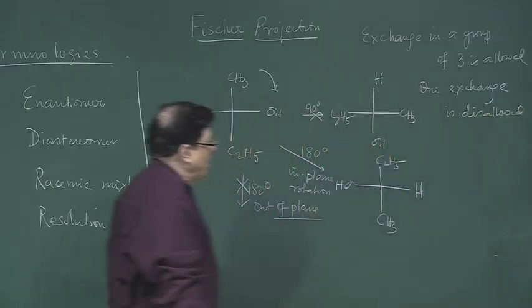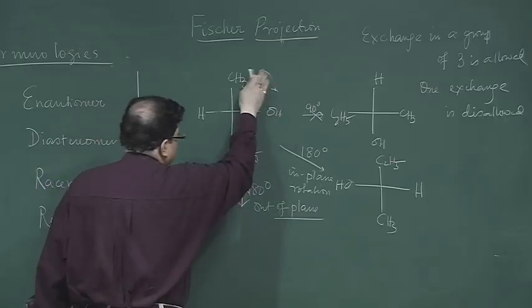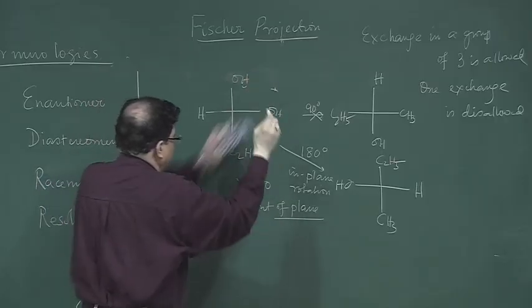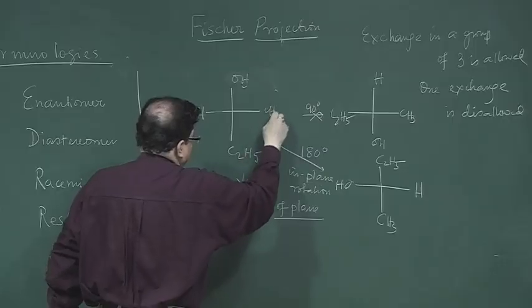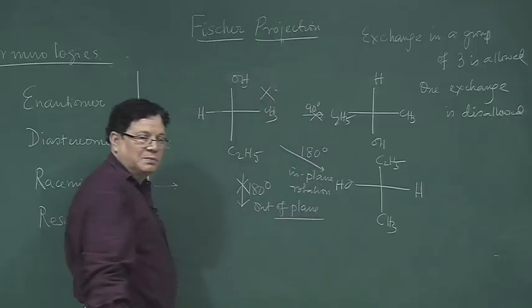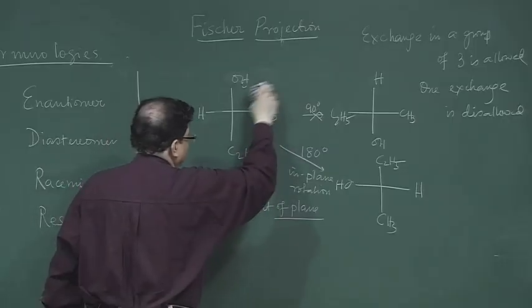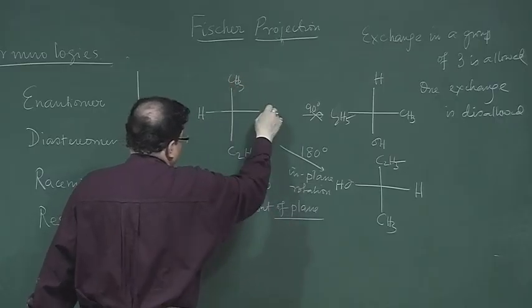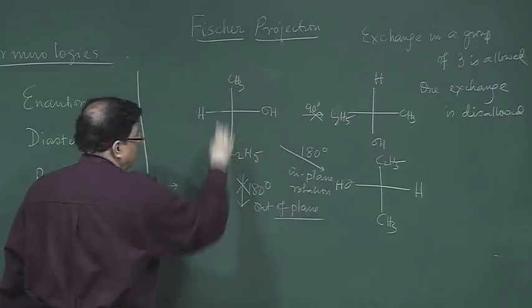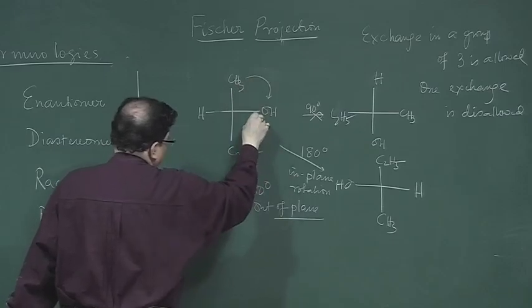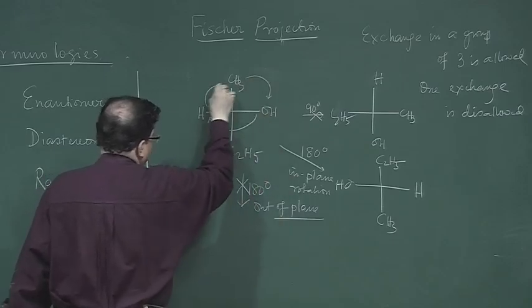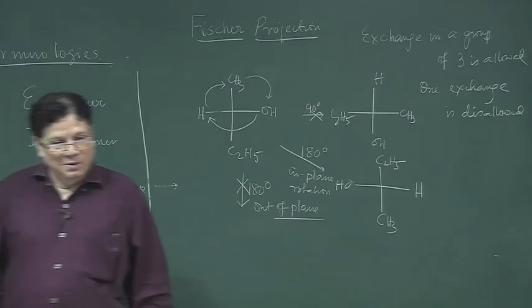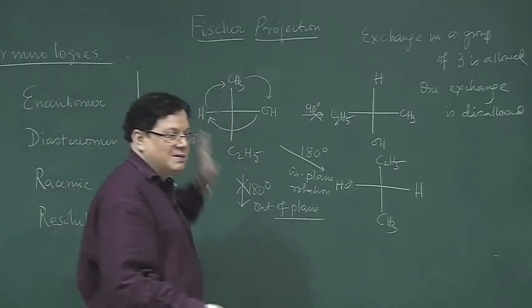Okay. Now, what does it mean? One exchange means exchanging methyl with Wedge. So, if you put the Wedge here and the methyl here, that is not allowed. That changes the molecule. What does not change the molecule is exchange in a group of 3. That means you bring the methyl here, Wedge here and H there. That is what is called exchange in a group of 3. Okay. So, that is what is allowed.